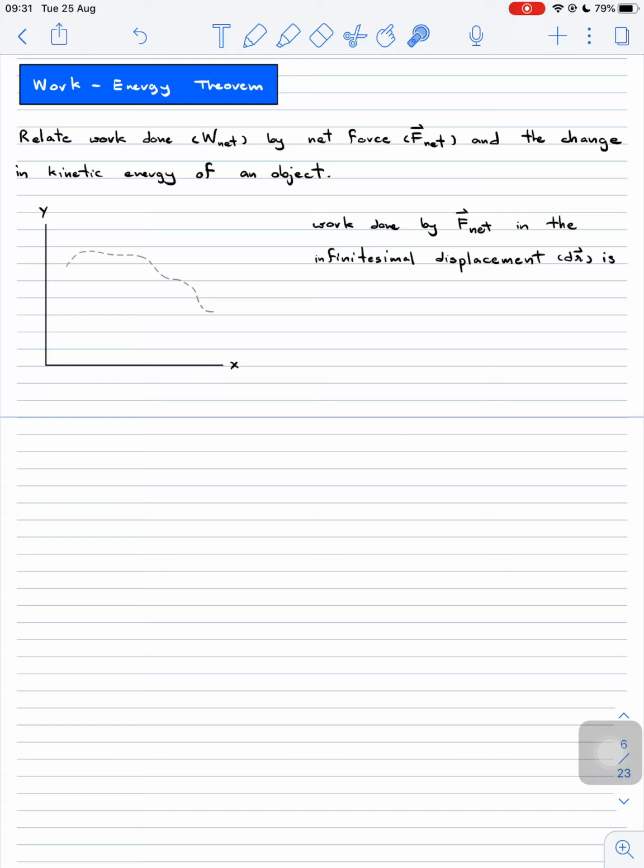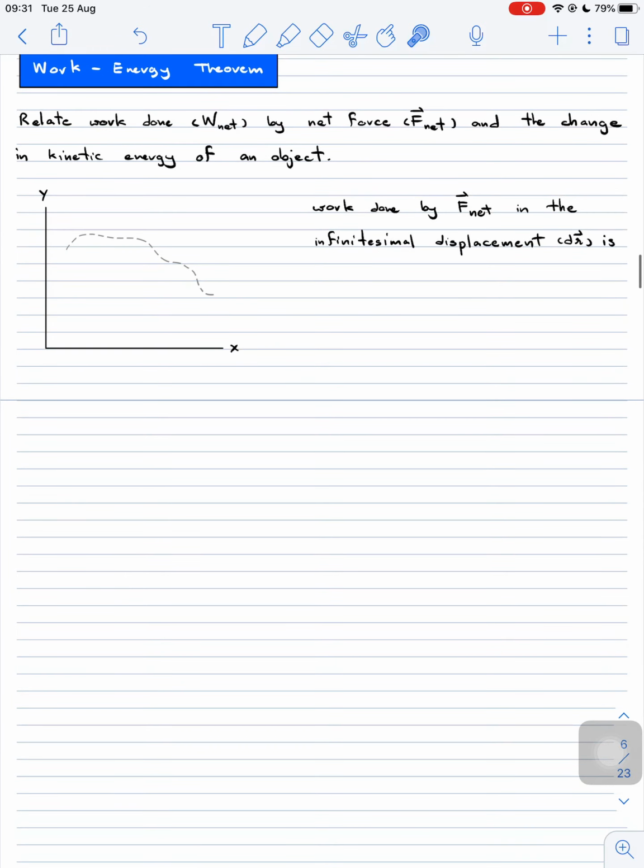Work-energy theorem. In this topic, I just want to define the kinetic energy of an object, and then later we are going to relate the work done by the resultant force, or the net force. Let's use the symbol W net for the work done by the resultant force and the change in the kinetic energy of the object.